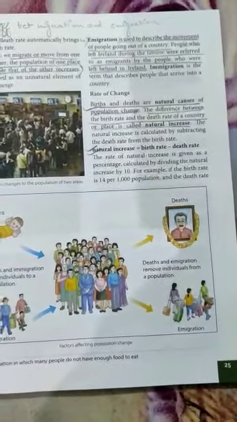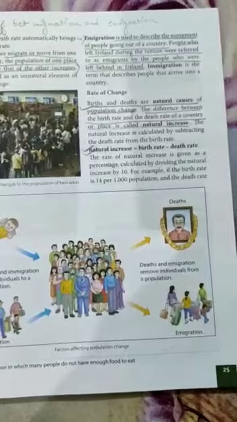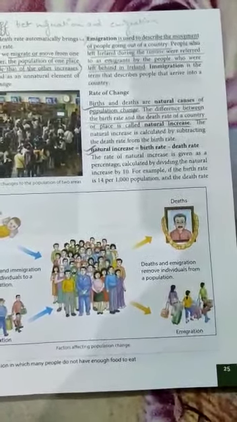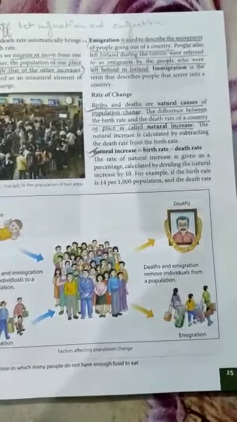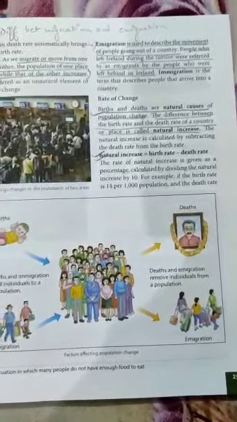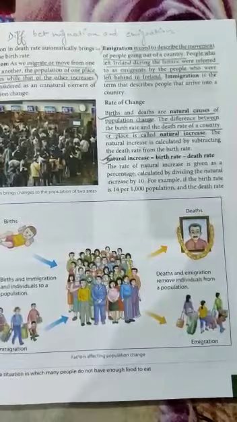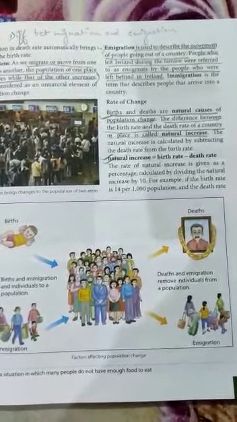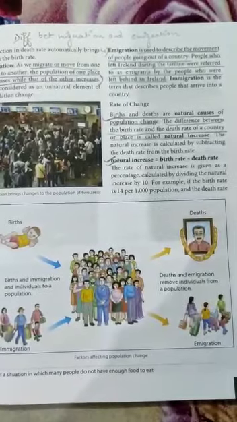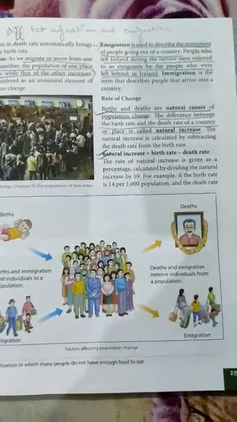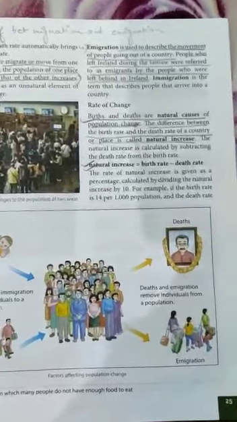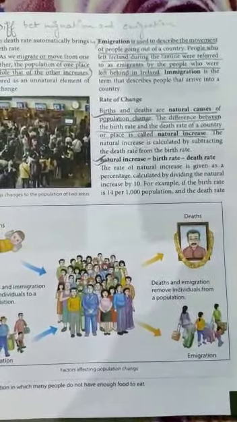Next is emigration. Emigration is used to describe the movement of people going out of a country. For example, people who left Ireland during the famine were referred to as emigrants by the people who were left behind in Ireland. Now, what is immigration? Immigration is the term that describes people that arrive into a country.